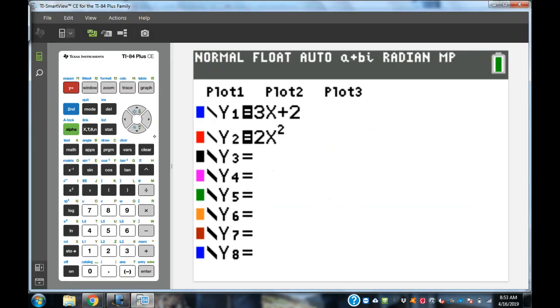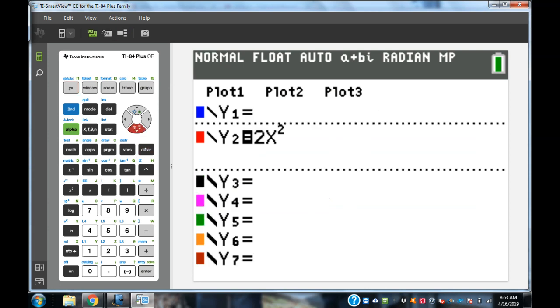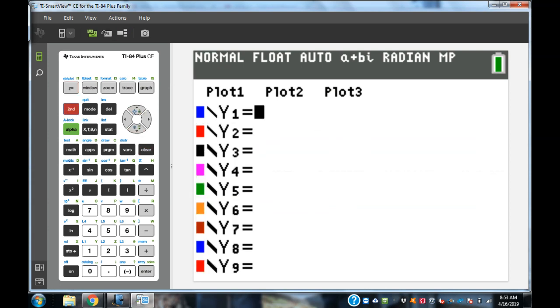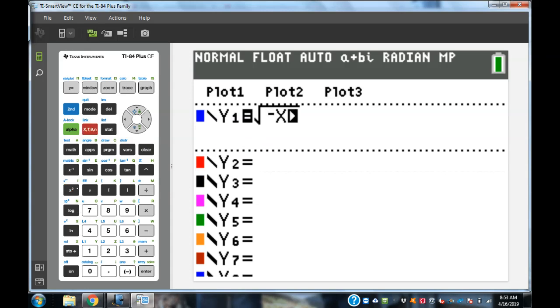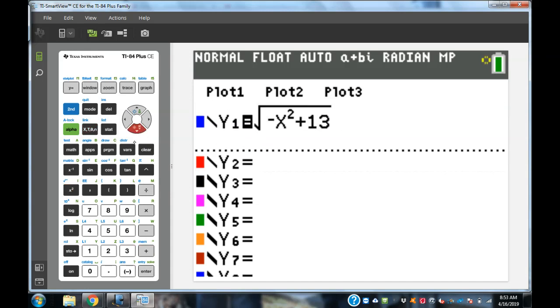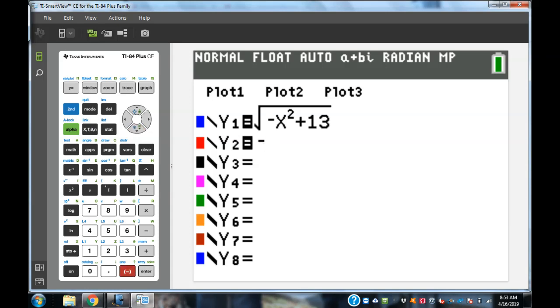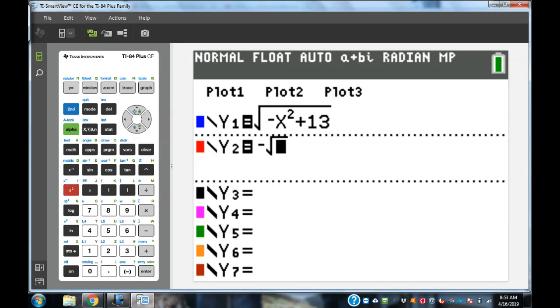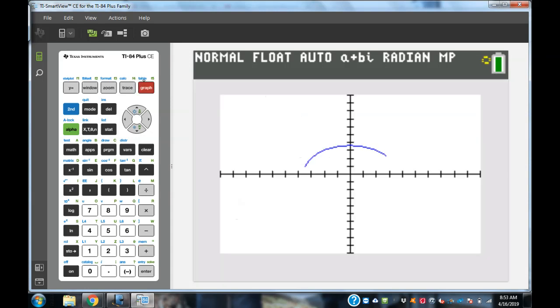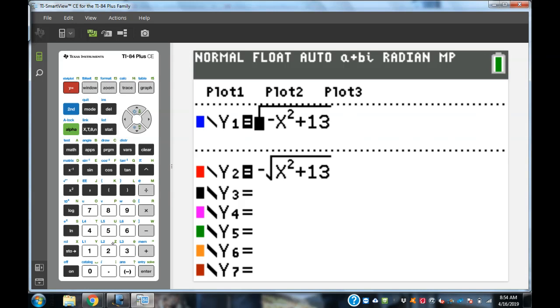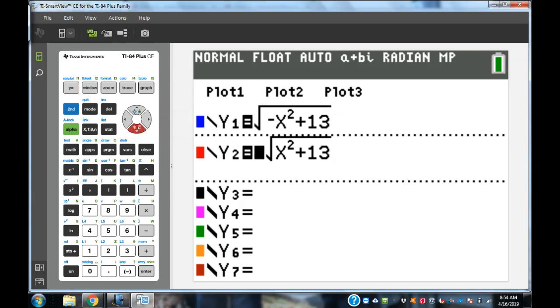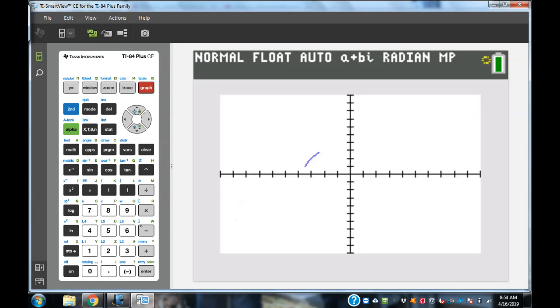Okay, so let's do that. So the first 2 equations are going to be my circle. I'm going to have the square root of negative x squared plus 13. And on the second one, I'm going to have negative square root of negative x squared plus 13. I'm going to show you what that graph looks like. Whoops. I'll type it in differently there. That's not the negative x on the inside. Yeah, I did put that in there. Second insert negative. There we go.